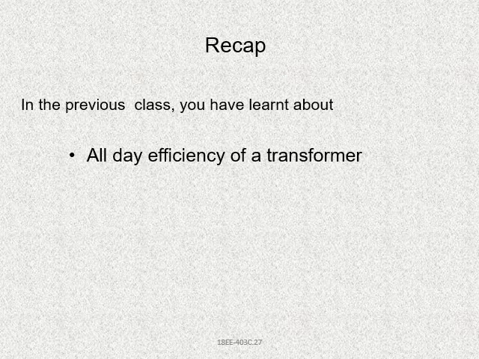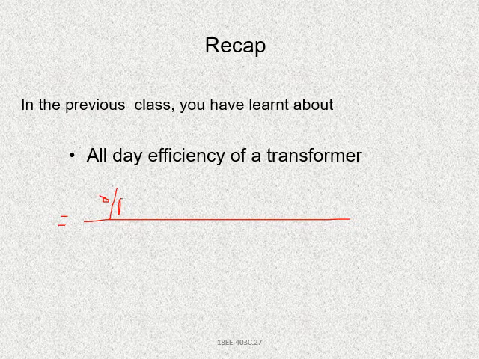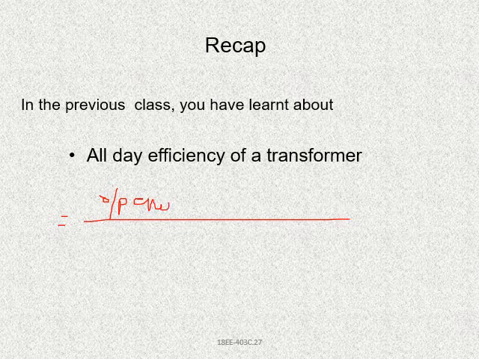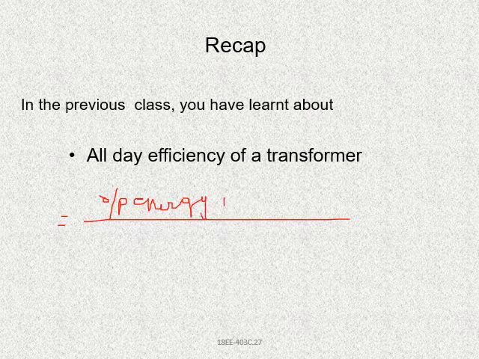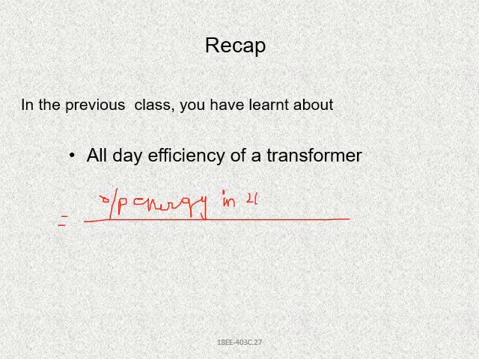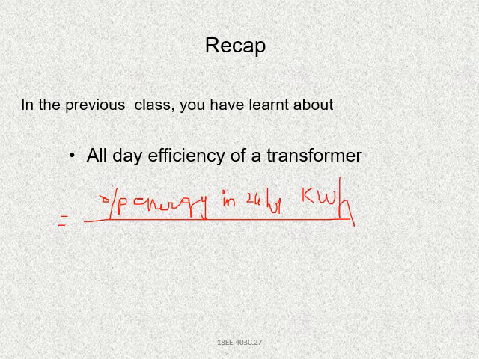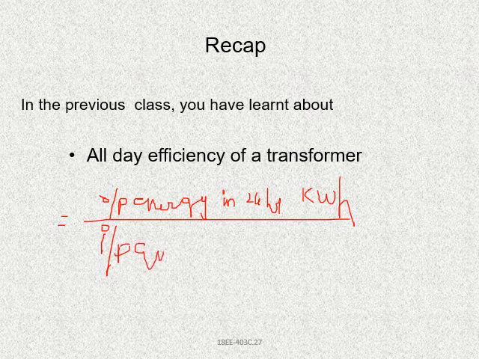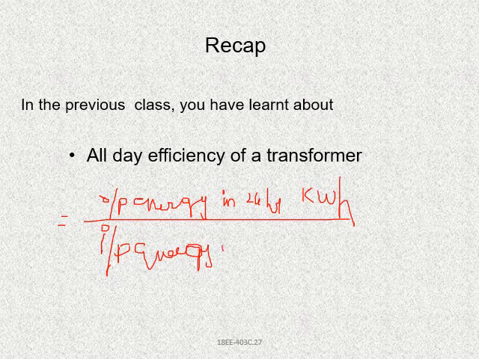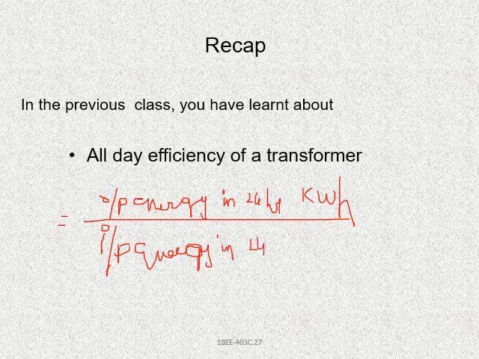So what is the formula for all-day efficiency? It is just the output energy in 24 hours in kWh by input energy in 24 hours in kWh. If we require a percentage efficiency, it should be multiplied with 100.